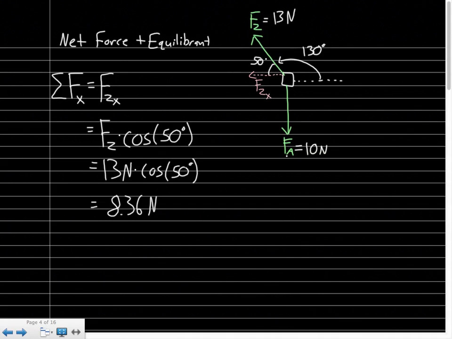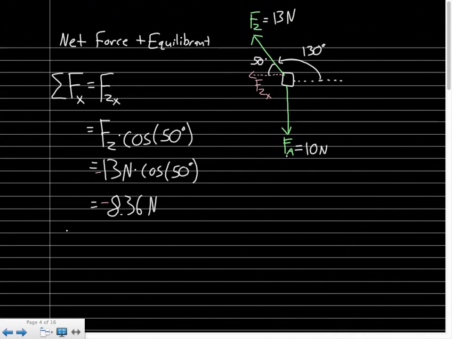newtons. Now let's see what's wrong with that answer. Okay, this is the sum of the forces in the x direction. I got a positive 8.36. Something's wrong. Okay, I need to make this negative because look at FZX. It is negative. All right, next step is to find the sum of the forces in the y direction.